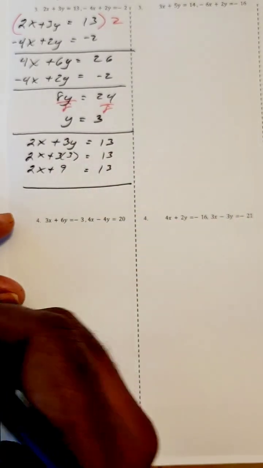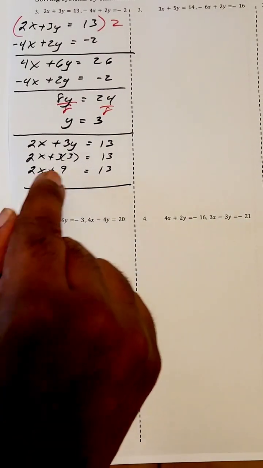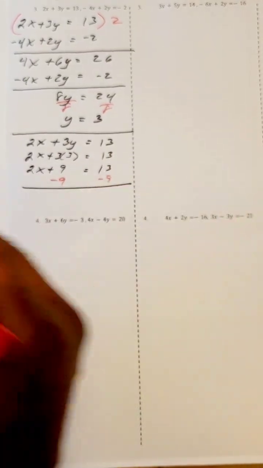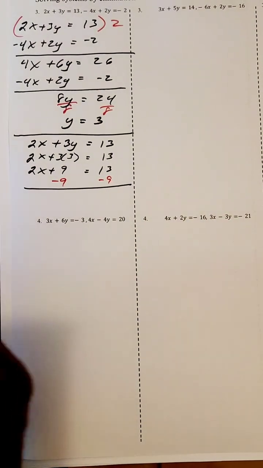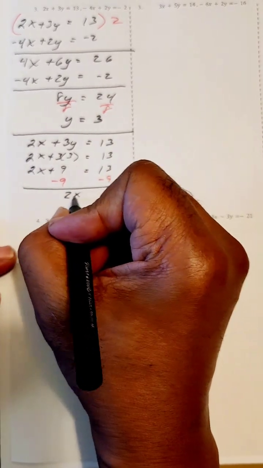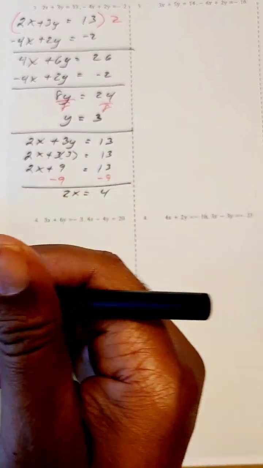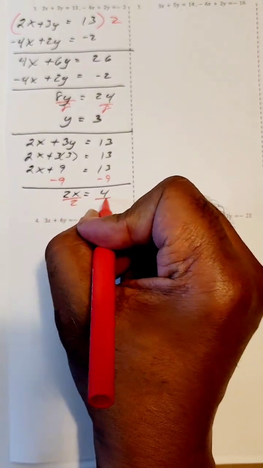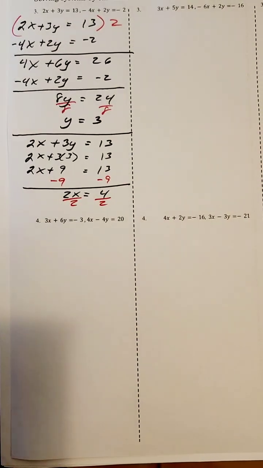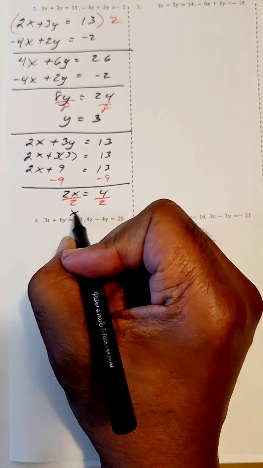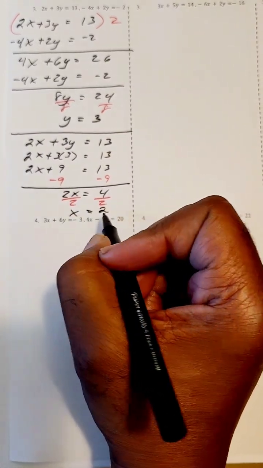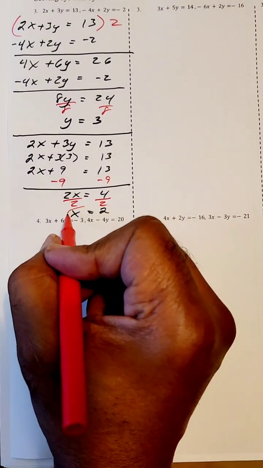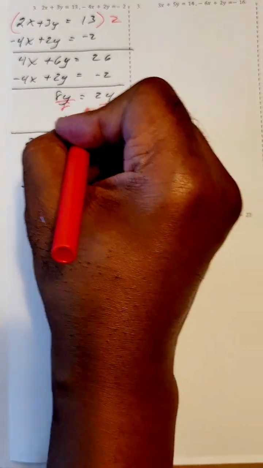And solving for x, or to isolate x, we have to get rid of the 9. So I'll subtract 9 from both sides, and this will end up giving me a 2x equals 4. If I divide both sides by 2, we finally get that x equals 2. And so our solutions are x is 2 and y is 3.